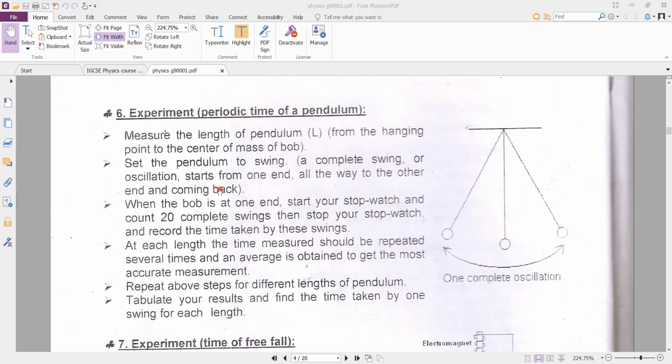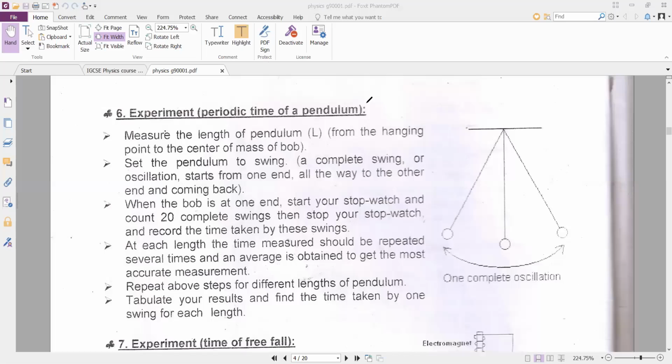When the bob starts, start your stopwatch and count around 20 complete swings. Then stop your stopwatch and record the time taken for the swings. Because we draw a table, yes, like that.